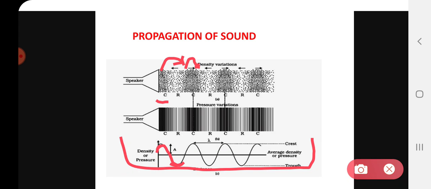As the sound waves vibrate in the direction of propagation, this type of sound waves are also called longitudinal waves.